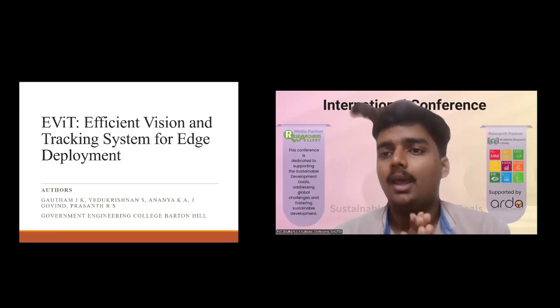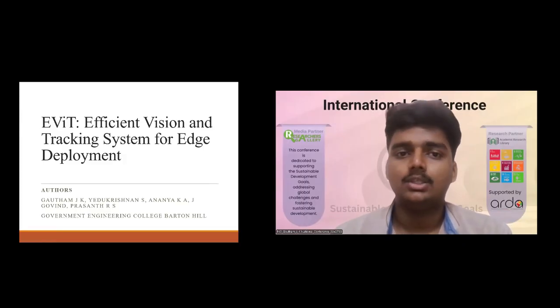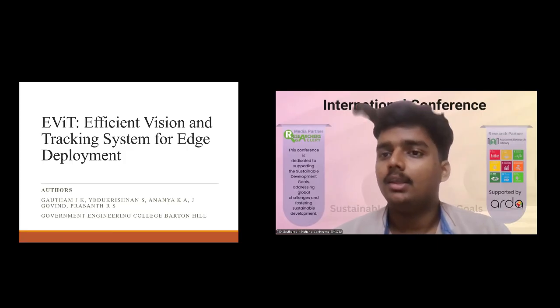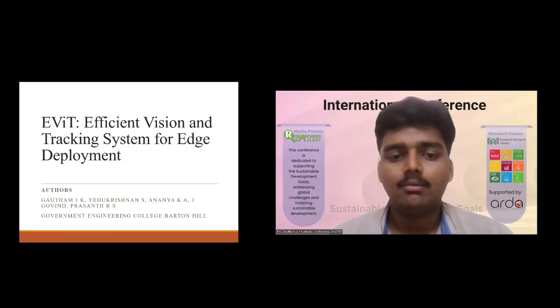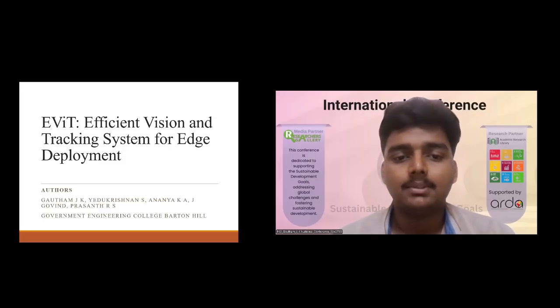So here I am to present the EViT. It's an efficient vision and tracking system for edge deployment. The authors are Gautham J K, myself, Edu Krishnan, Ananya K, J Govin, and Prashant R.